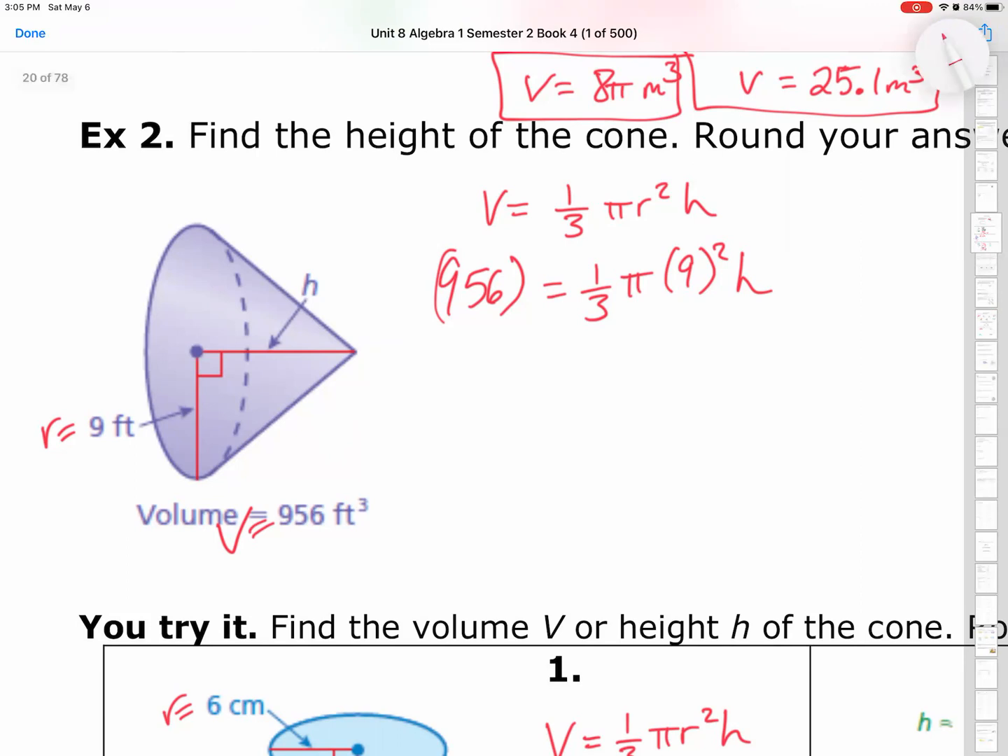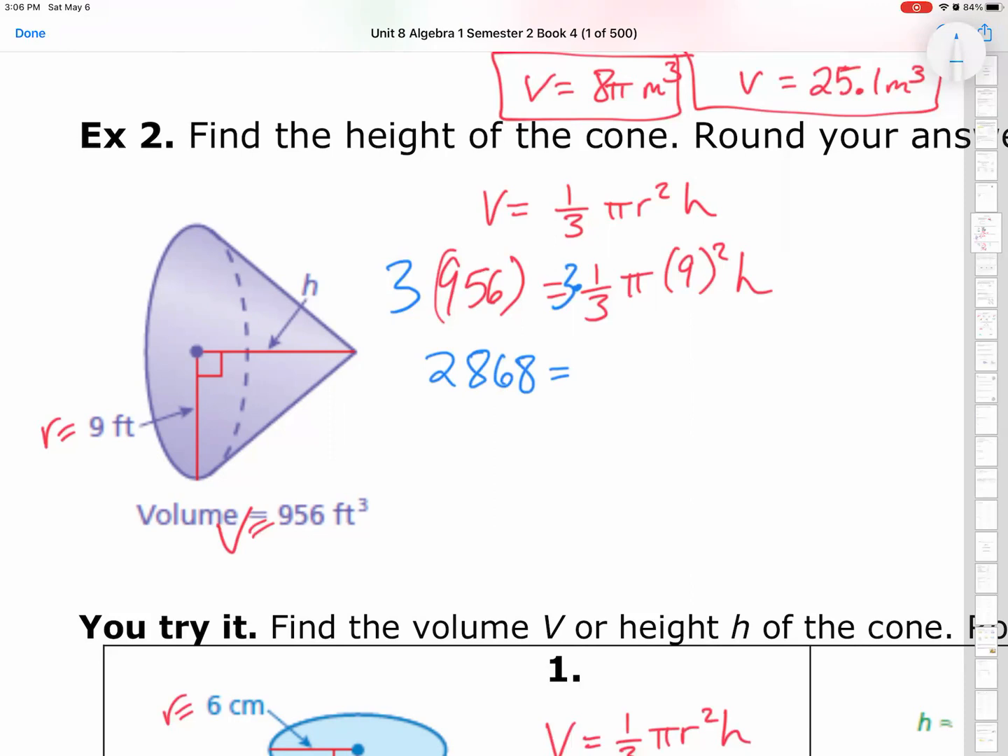But what I would encourage students to do is see that 1/3, we're going to multiply both sides by 3. Essentially, guys, we're clearing this fraction out because we don't like fractions, right? And so 956 times 3 gives us 2,868 on that left side.